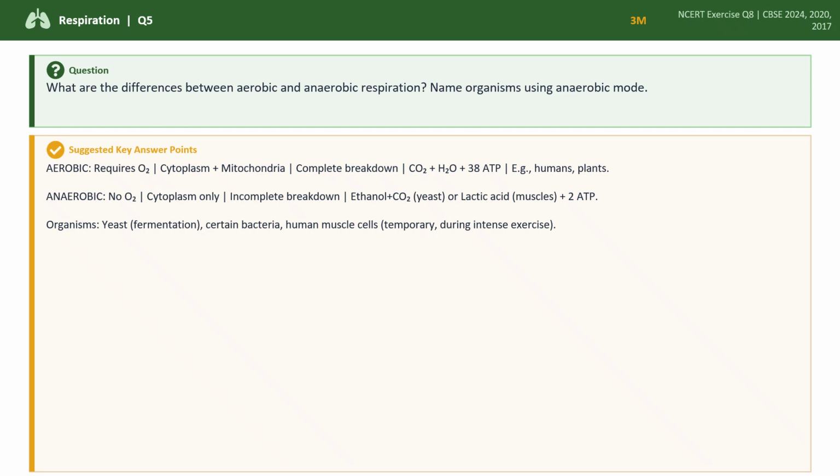Glucose breakdown to pyruvate happens in the cytoplasm, and then the pyruvate conversion happens in the mitochondria, where the complete breakdown takes place. So carbon dioxide, water and an enormous amount of energy is released, in humans and plants.